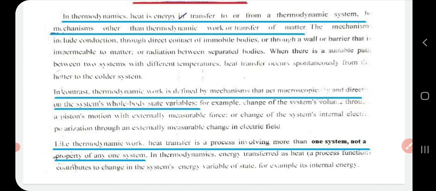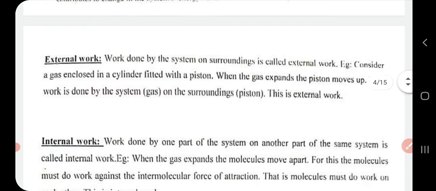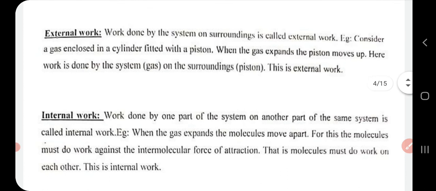So, like thermodynamic work, heat transfer is a process that involves more than one system, that is, not a single system. In thermodynamics, energy is transferred as heat, that is, in the form of heat. Then we can see work is of two types, external work and internal work.